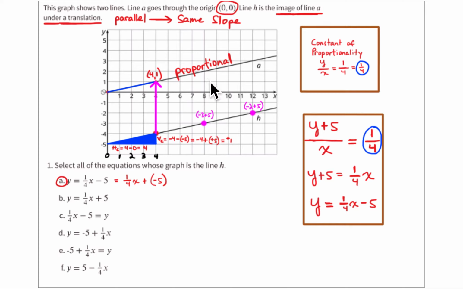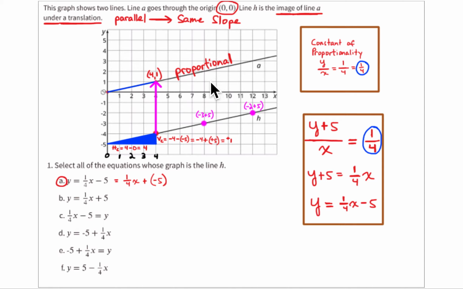And what that says is that the change in the vertical direction, so the y, the number of units along the y-axis are 2 units, and the number of units in the horizontal direction are 8 units.